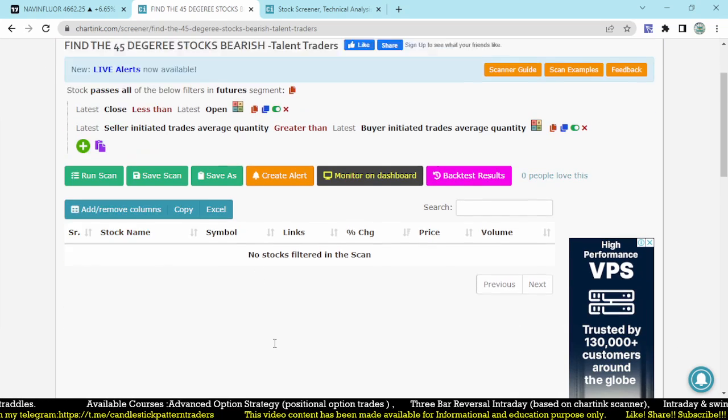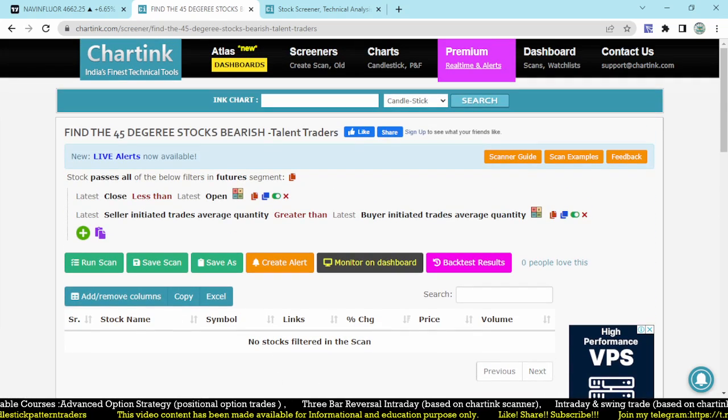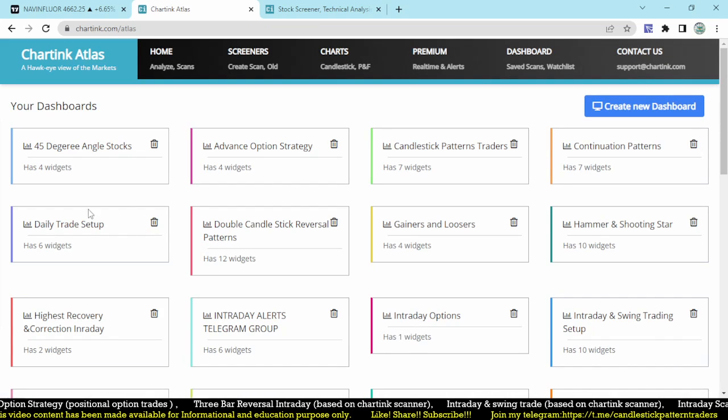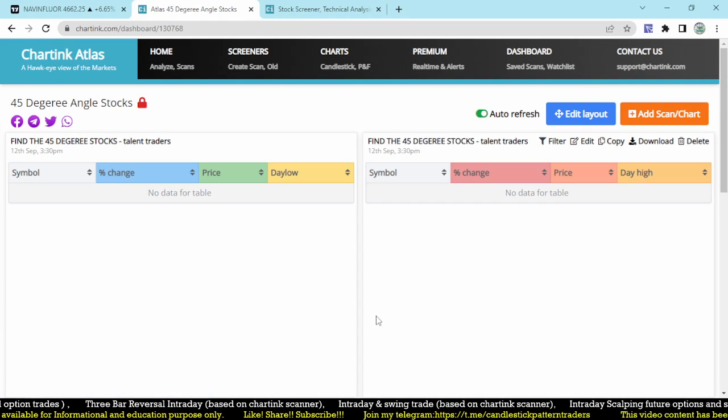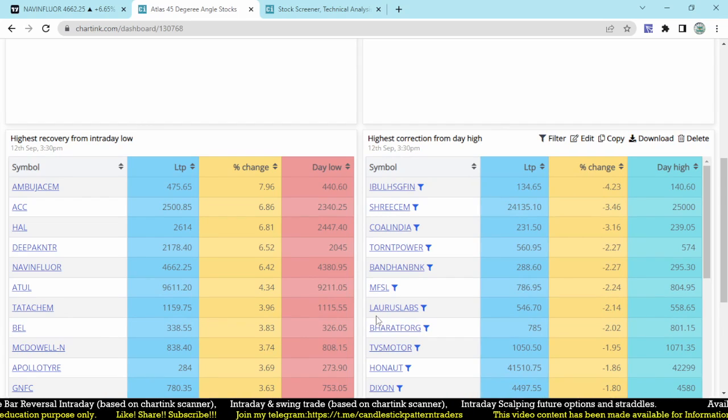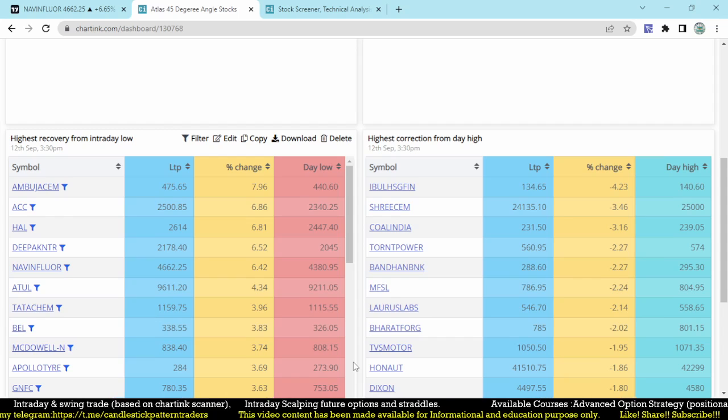I checked it on the live market and we didn't find any stocks. On my dashboard also, both dashboards are not updating, but all the other scanners we are using were updating. Today I found some stocks based on the highest recovery from the bottom, and only that is working on the dashboard, but I still have no confirmation. So why is the scanner not working?